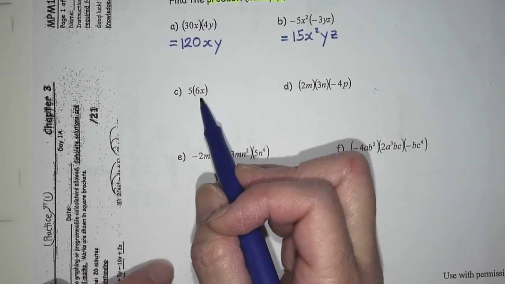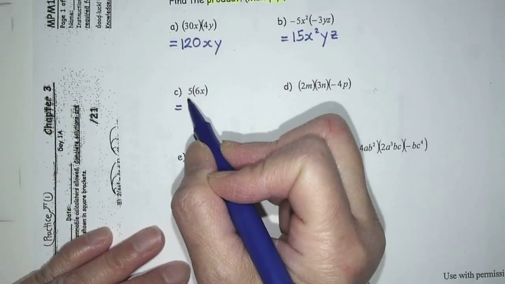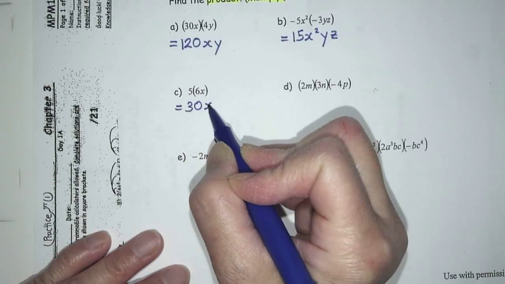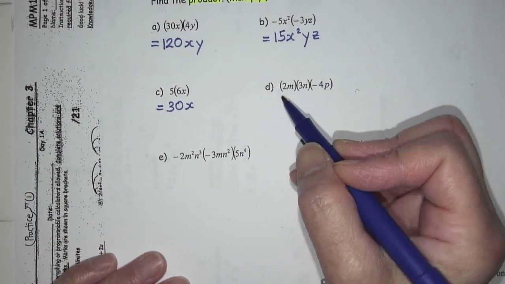Now what happens if there is no variable? What happens if I have just 5 times 6 times x? Well, I still do 5 times 6, which gets me 30, and then I just leave the x beside it, times x.